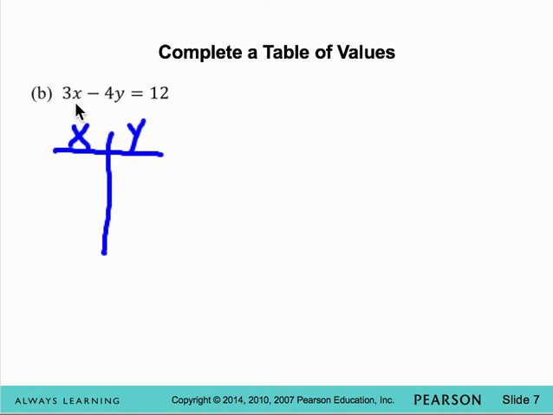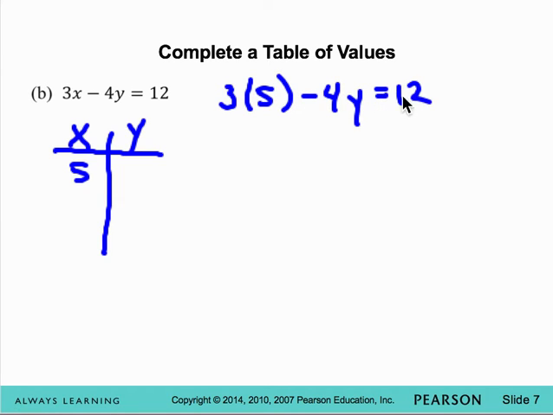Let's see what happens if X is 5, and then find the corresponding y. Let's plug in a 5 for X. So 15 minus 4y equals 12.